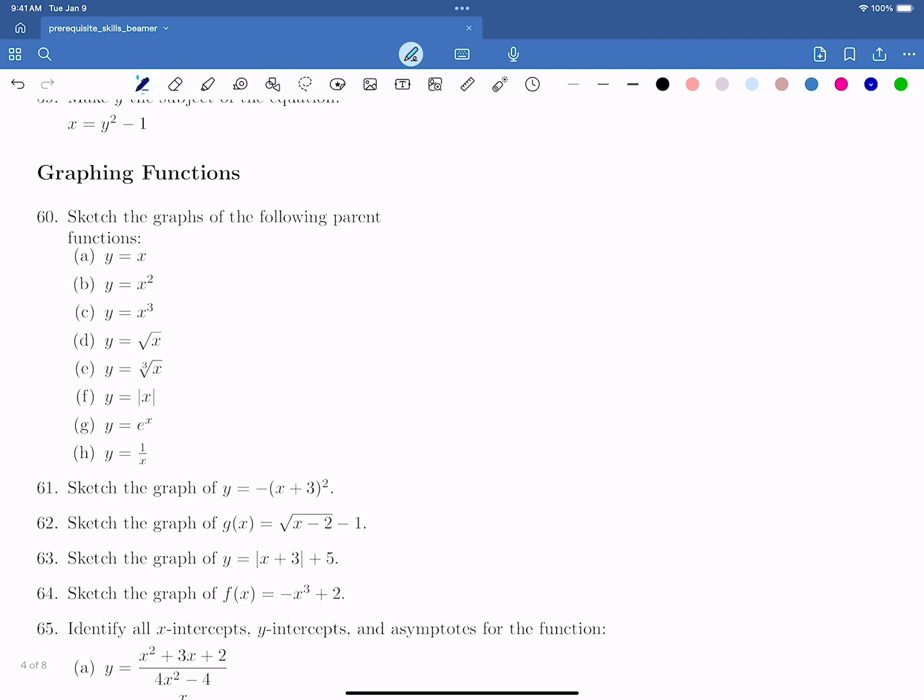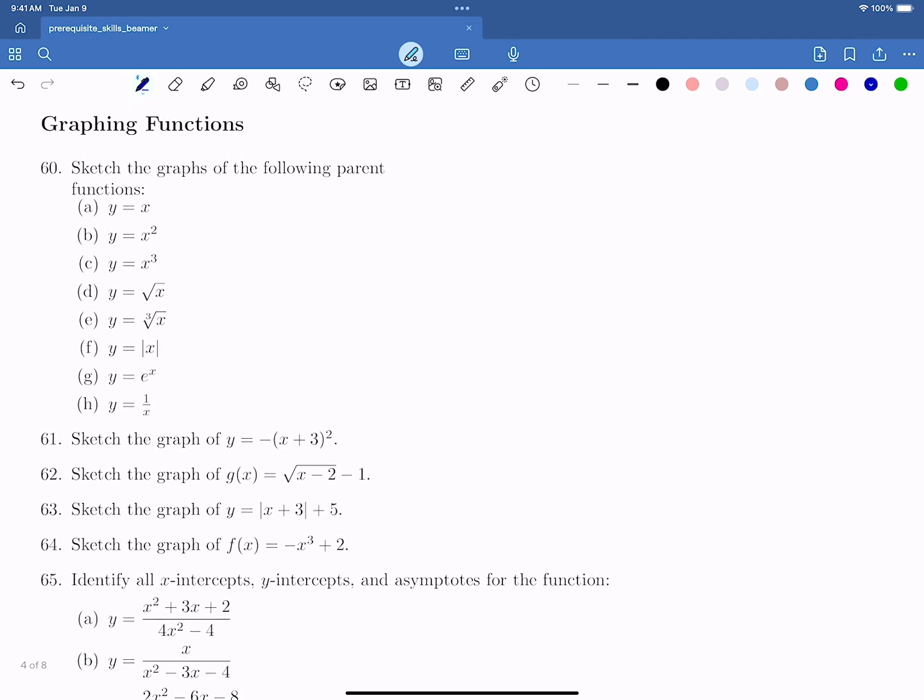In the next section, we're going to be practicing some graphing. These are just very rough sketches. I just want you to know what the parent functions look like. You don't need a detailed graph with a scale and all of that. I just want to make sure that you have a general idea of what the shape is and where the key features are. So first one, y equals x.